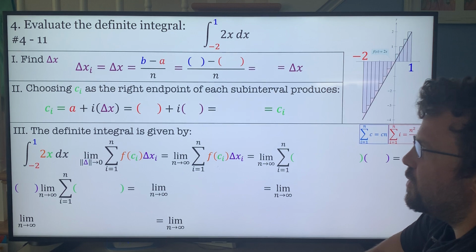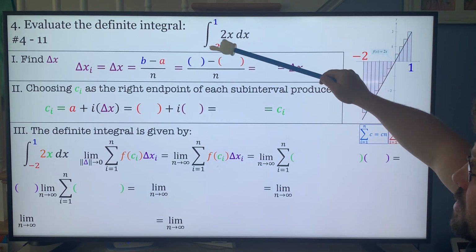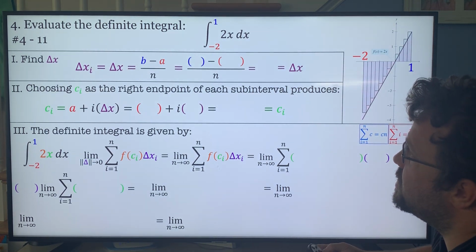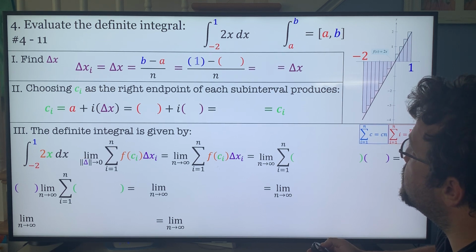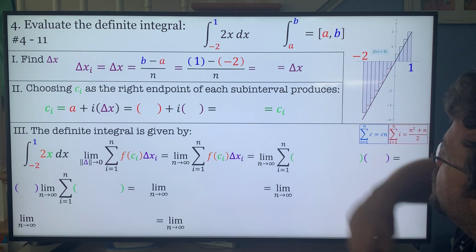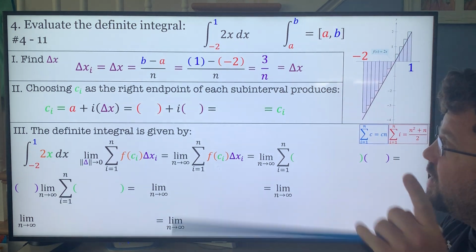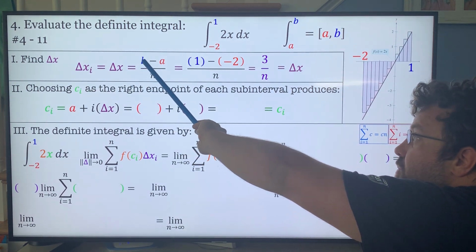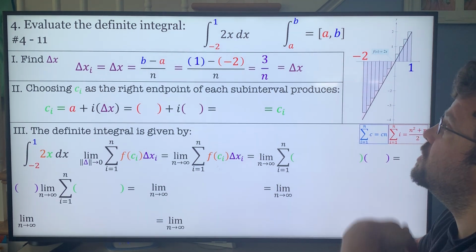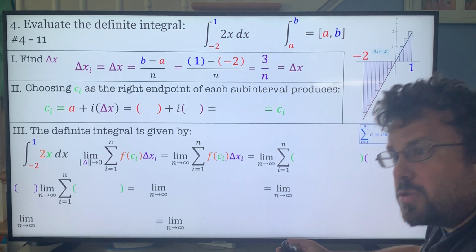Delta x, we said before, is b minus a over n. So first thing you do is your b is your big number, a is your small number. b is always going to be larger than a. So your answer here is 1 minus -2. b is your end point, a is your start point. So 1 minus -2 is 3 over n. Another thing: b being larger than a means this will always be positive. If your answer is negative, it means you went backwards. Go again. So top minus bottom. Got it? So far, so good.